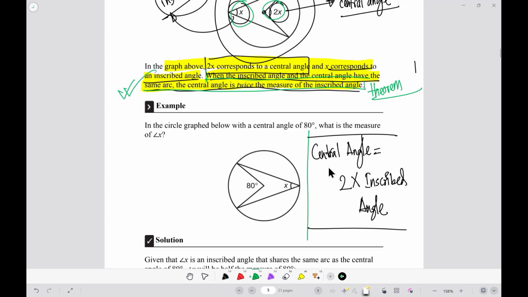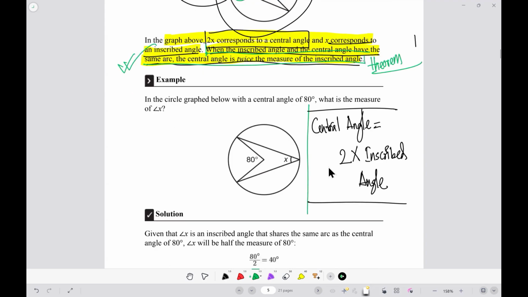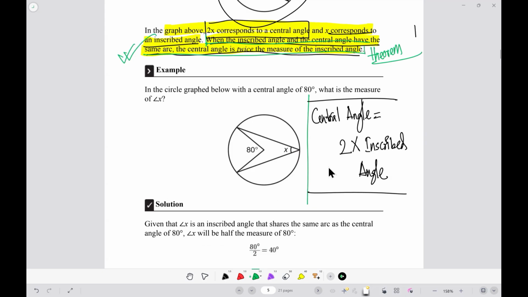So we have some problems. We are going to face some problems with this given theorem, regarding using this theorem carefully.